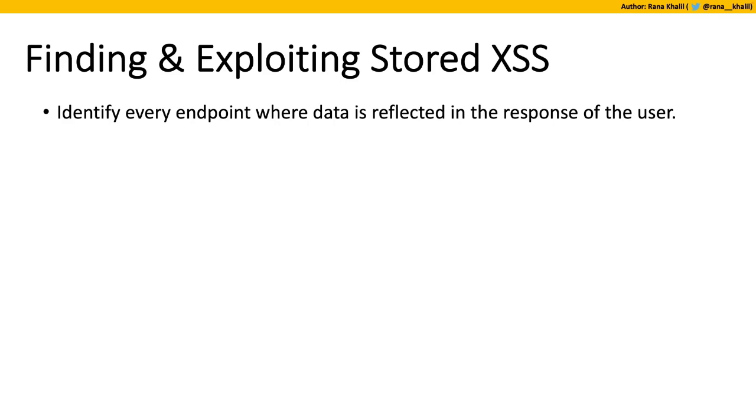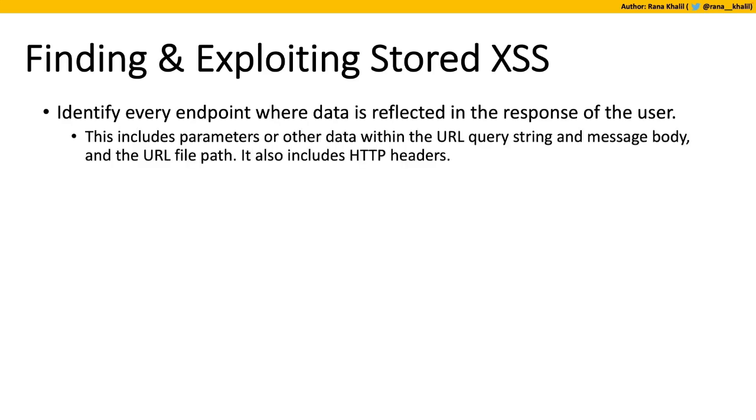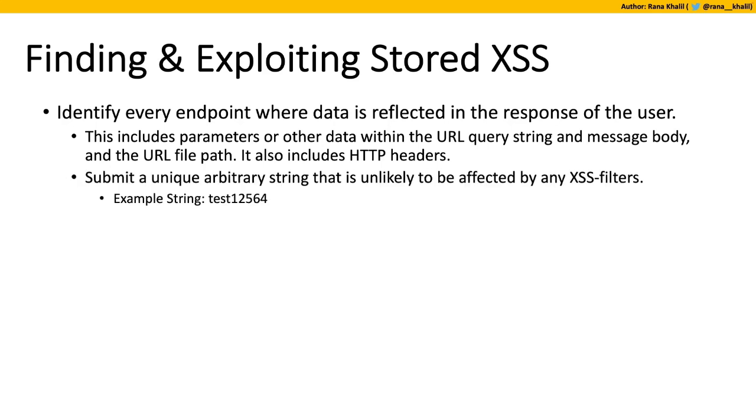All right, we spent quite some time on how to find and exploit reflected XSS vulnerabilities, and that's okay because everything that we learned for reflected XSS vulnerabilities applies for finding stored XSS vulnerabilities. So the first step is the same. You need to identify every endpoint in the application where data is reflected in the response of the user. This again includes parameters in the URL, in the message body, in HTTP headers, and so on.